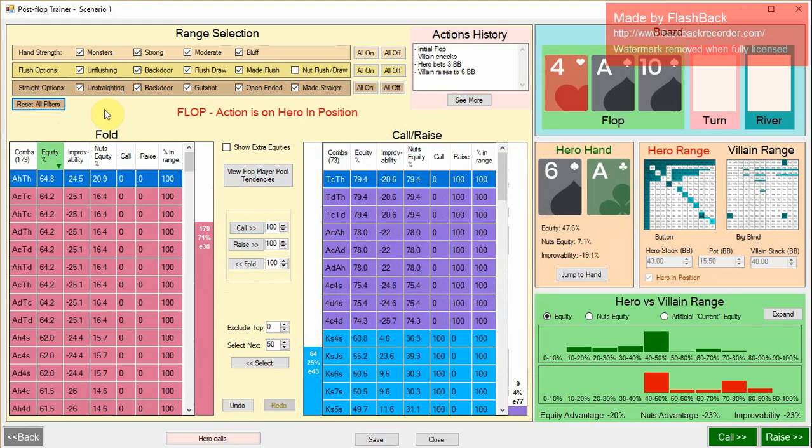So let's reset the filters. So these are all the hands we have that are calling. You can see this has now turned green, meaning that the ace-6 offsuit hand that we had is a call according to this. So let's select call.